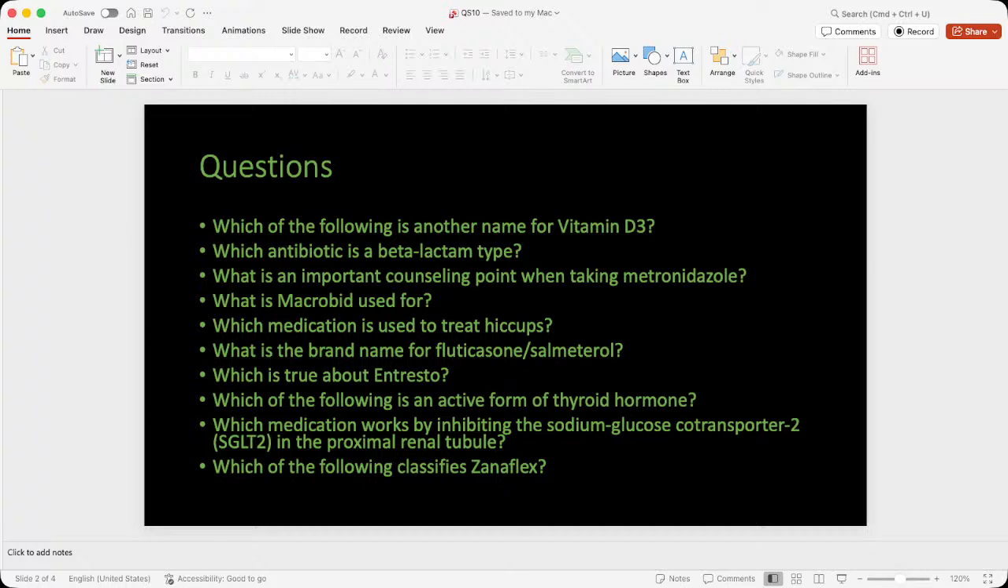Just note that. The next one regards the naming of the medication, the brand and generic name. Here, I was asking what is the brand name for fluticasone salmeterol? Just by the generic names alone, you can see one is a steroid inhaler, and the other one is a bronchodilator, salmeterol.